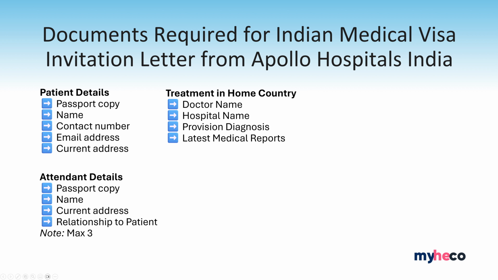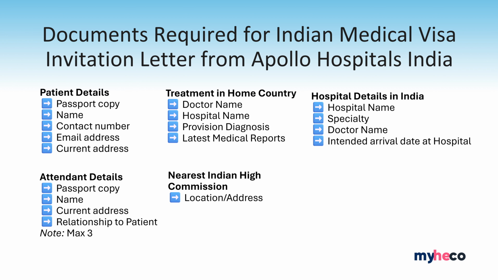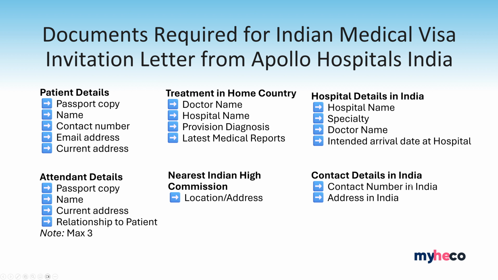Now, going to the next information required, yes, you need to provide the nearest Indian High Commission. They need to mention this in the letter. The location and address, the hospital details, of course, which hospital you want the letter from, the specialty and doctor, if known. If not, the hospital most likely will decide based on your medical reports. And the other bit which is required is the intended arrival date. By when do you anticipate to reach the hospital, provided you get the visa? And the last part is the contact details in India, the contact number and the address in India.